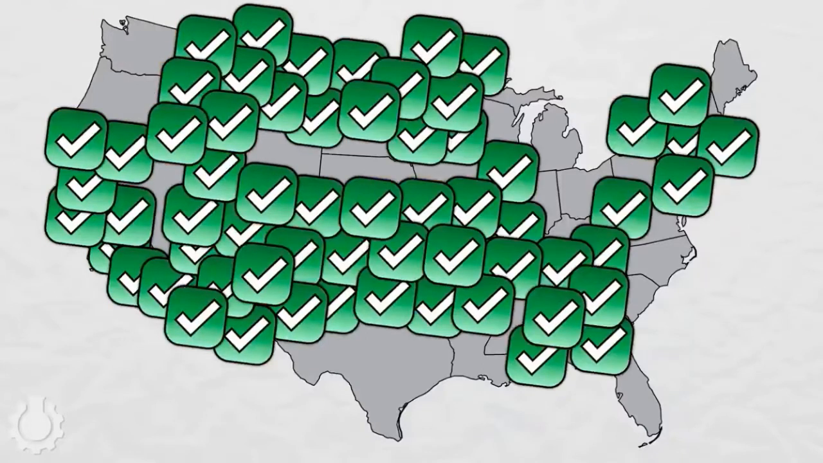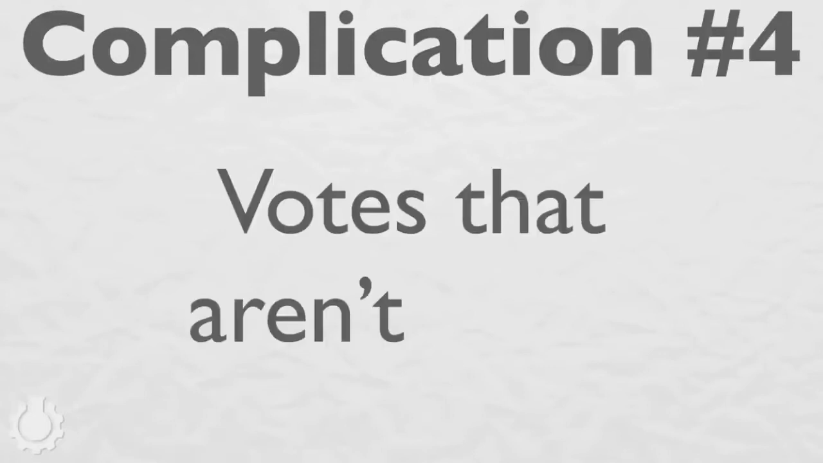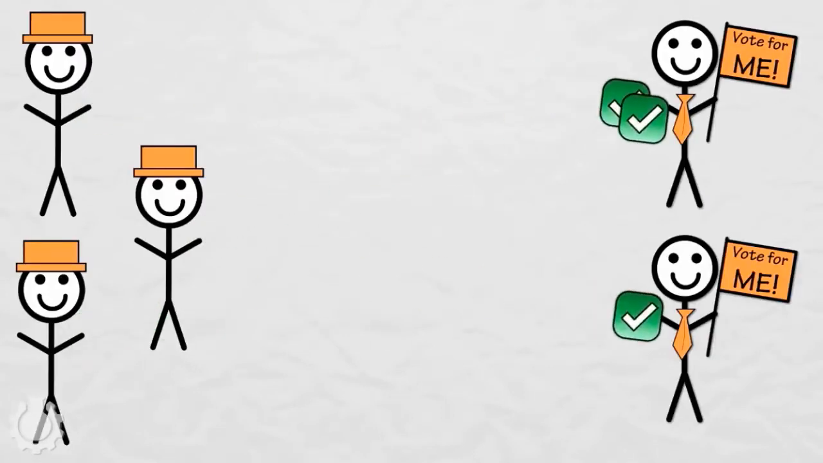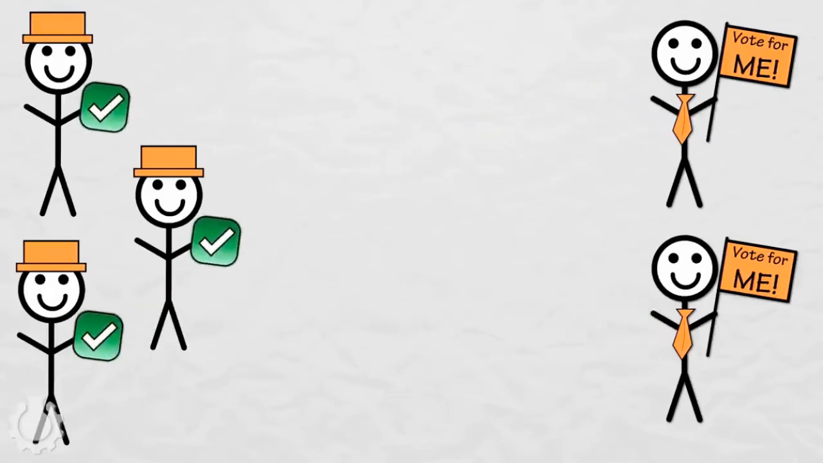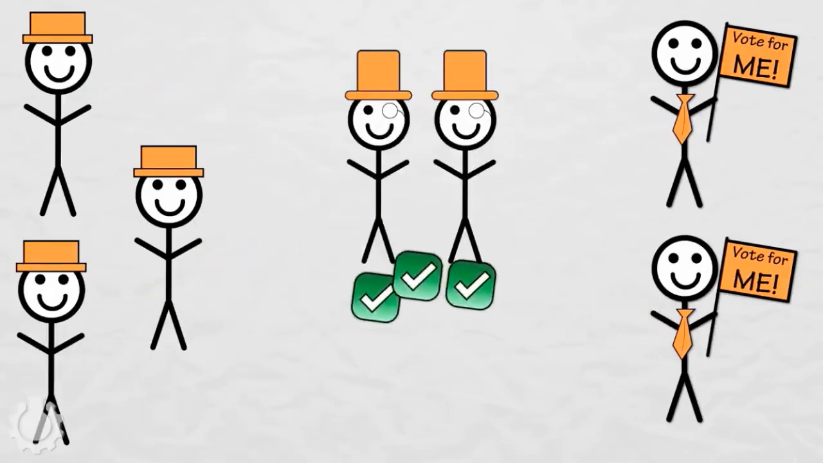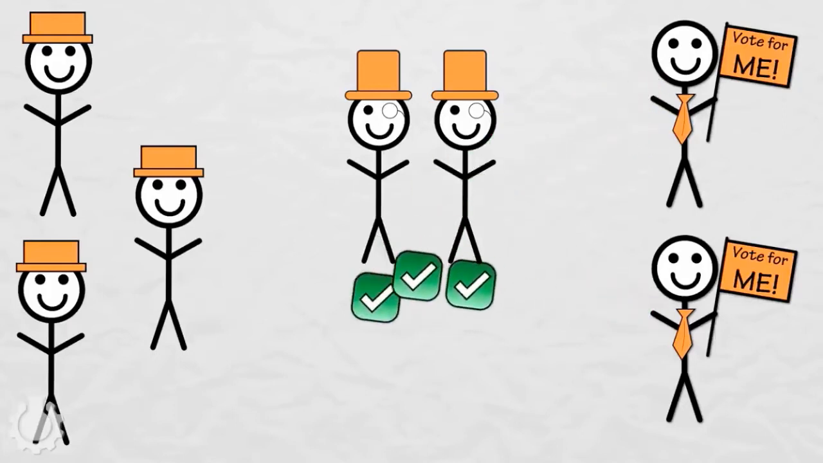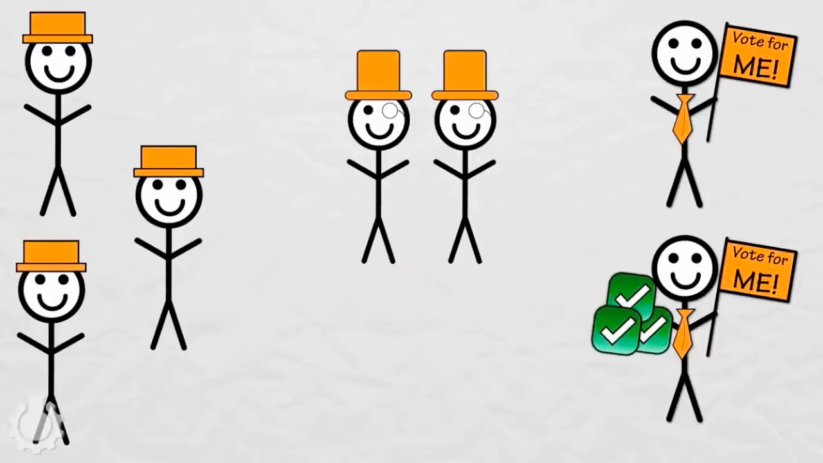Which brings us to complication number 4, votes that aren't votes. So this whole time you were probably thinking that citizens gave votes straight to the candidates, but no. Instead, the votes are given to a bunch of guys called delegates who in turn give them to the candidates as requested. Maybe. Depending on the state, delegates might be required to vote as the citizens did, or they might be completely free to ignore the citizens and vote for whomever they want.